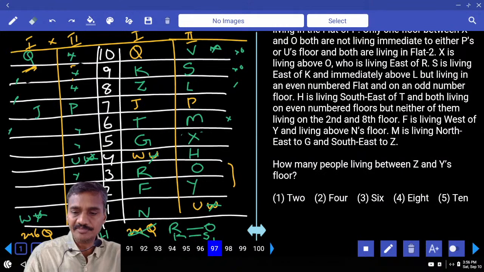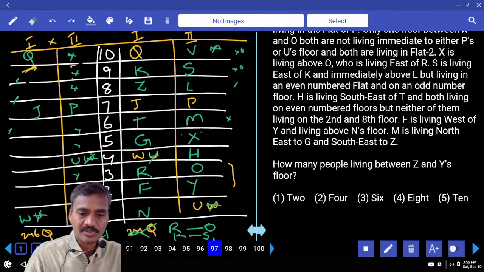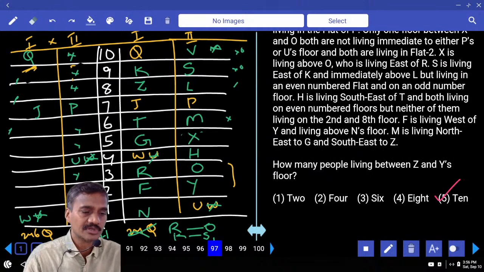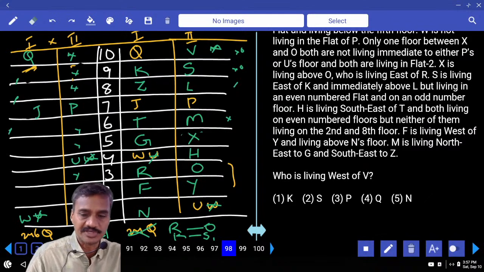97. How many people between Z and Y's floor? Now between Z and Y's floor, tell me how many. Z and Y, how many floors are there? 3, 4, and 5. 5 into 2, 10. 10, that is choice 5, question number 97. 98, who is living to the west of V? Now V's west hand, west, that is Q. Q, that is choice 4.